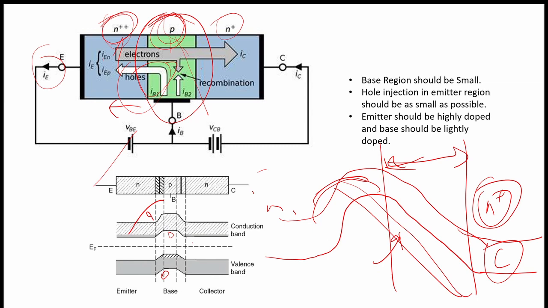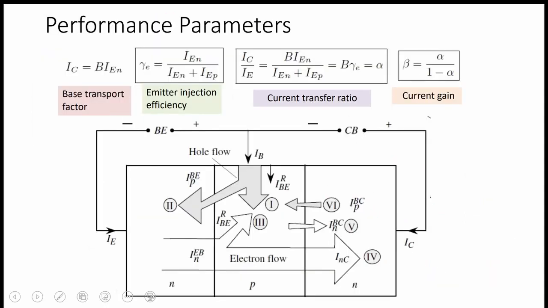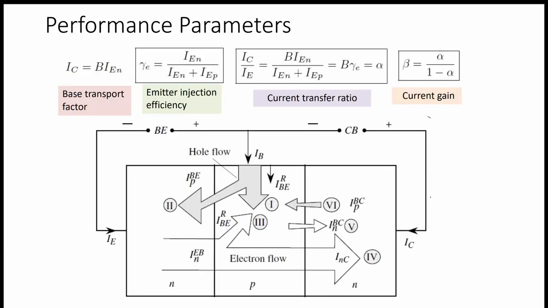By just reverse biasing this one, we can turn on the device, so that will not be good. Okay, so we do not want this p region to be very small or very large, just the optimum we need. Okay, and I think this is the last slide. So these are the performance parameters.